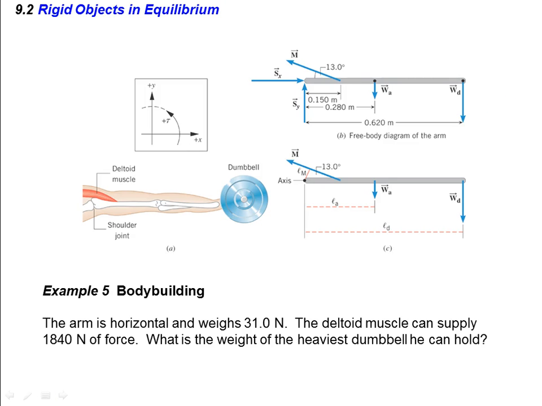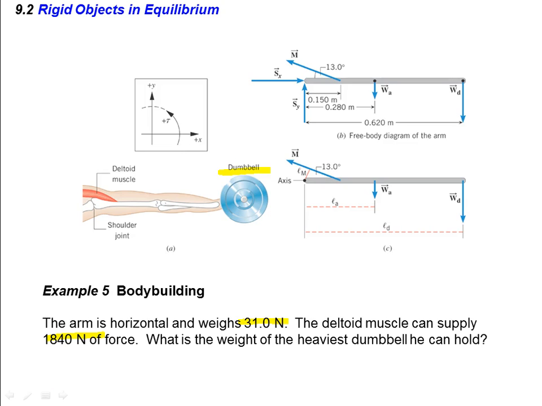Let's look at one more example here. In this example, we have a bodybuilder holding a dumbbell, and the arm is horizontal and weighs 31 newtons. The weight of the arm is important here because we have to factor that into our rotation. The deltoid muscle can supply a total force of 1840 newtons, and we want to know what is the weight of the heaviest dumbbell that he can hold.